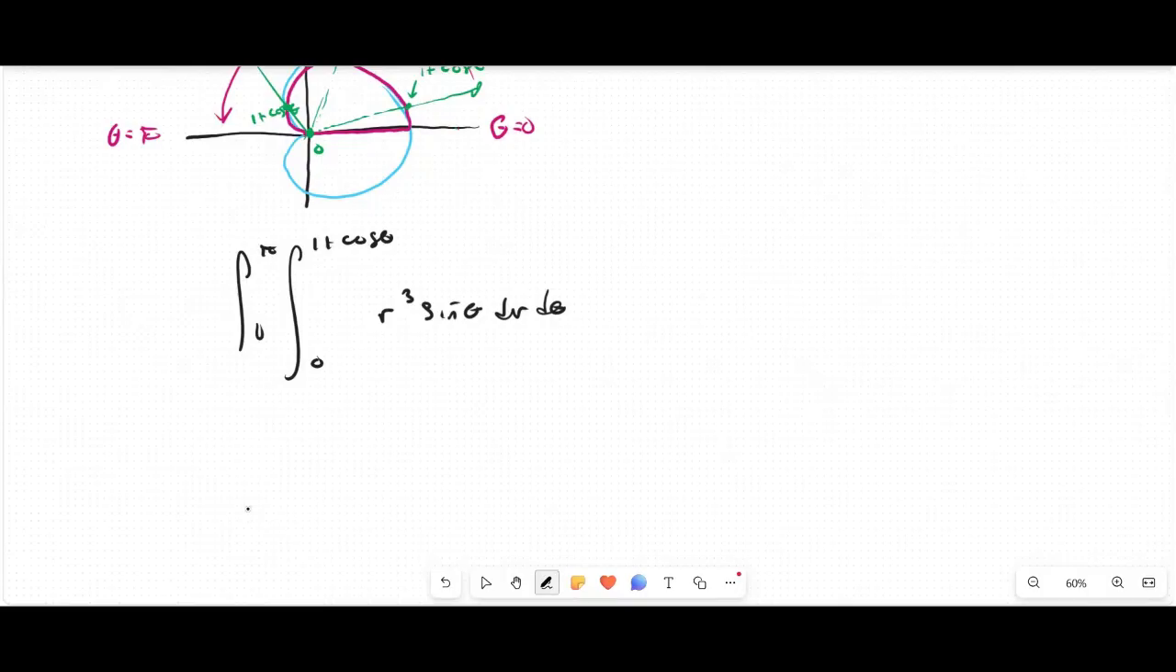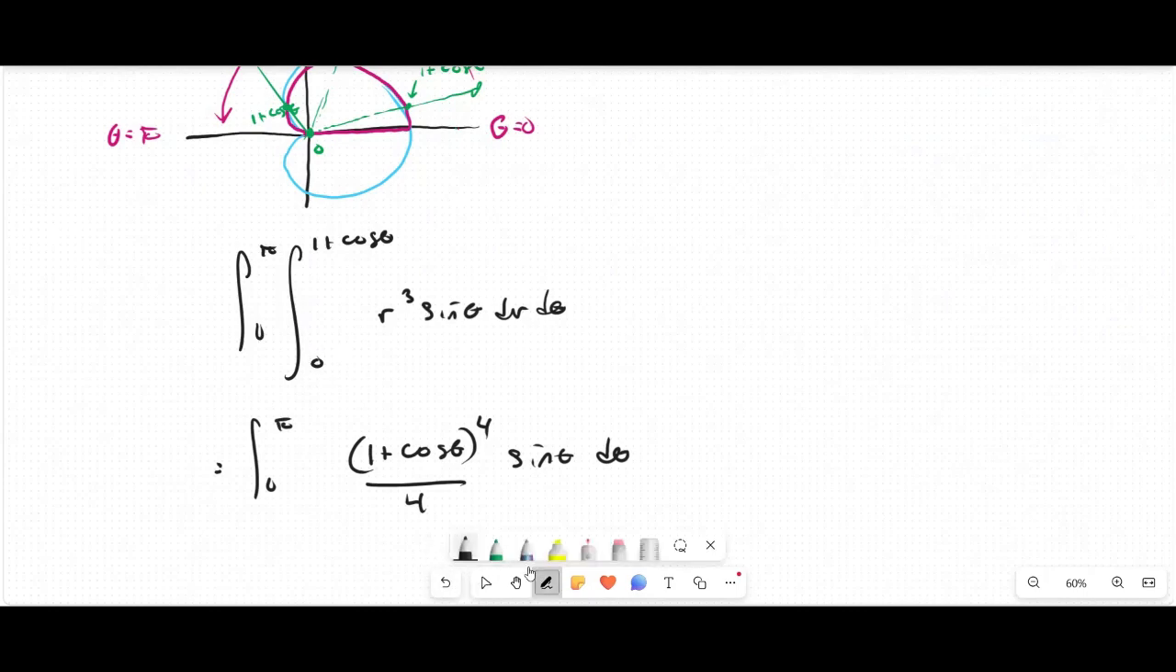I think this one's not so bad. Let's see what happens. Okay, 0 to pi. If I integrate r cubed, I get r to the 4th over 4 times the sine of theta, d theta. And if I plug in 0, of course, I get nothing. So this all here is that inner integral.